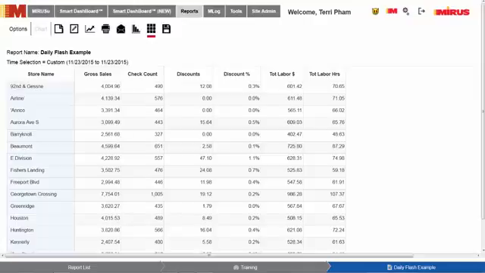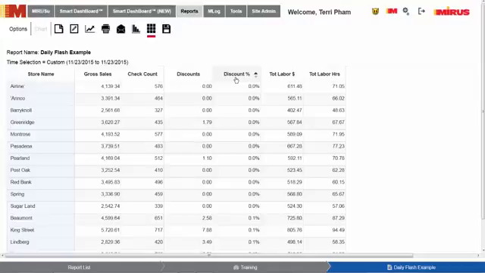Today I'm going to show you how to use Mirus as a district operator to look at your stores. This is a report example of a daily flash. Basically, it's looking at gross sales, check count, discounts, the actual discount percentage, the total labor dollars, and total labor hours detailed out by the stores in my district.